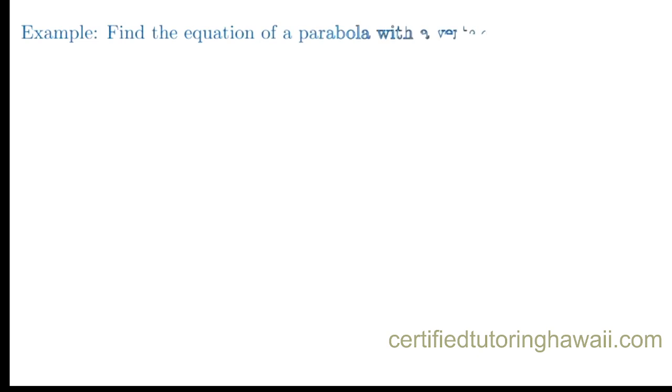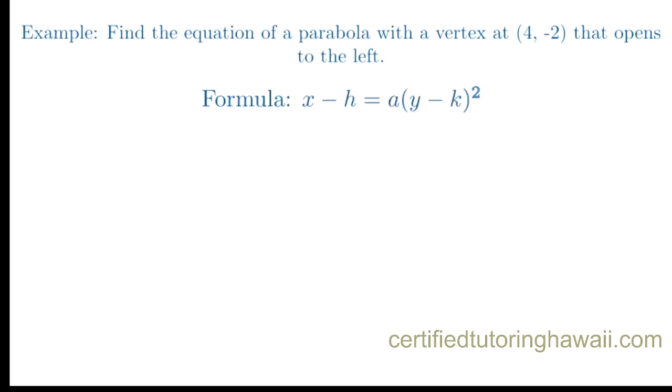Now, let's work through an example. Suppose we want to find the equation of a parabola that has a vertex at the point (4, -2) and opens to the left. First, we need to choose the correct formula. Since the parabola opens to the left, we use the formula x minus h equals a times the quantity y minus k squared. So, we start with the equation x minus h equals a times the quantity y minus k squared.